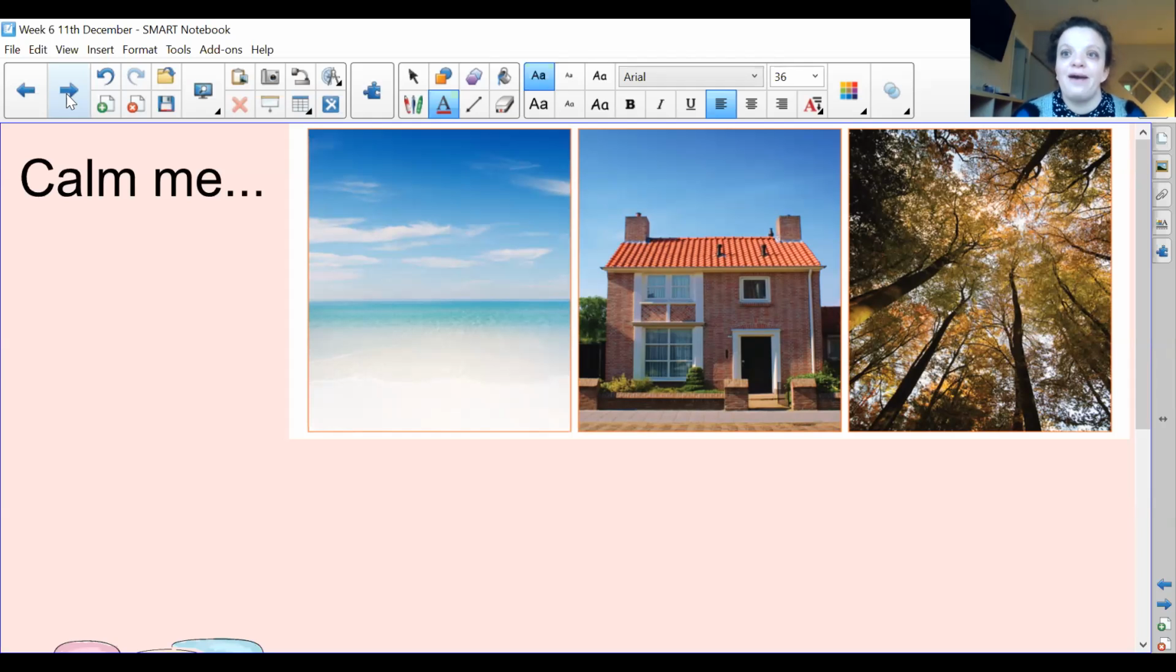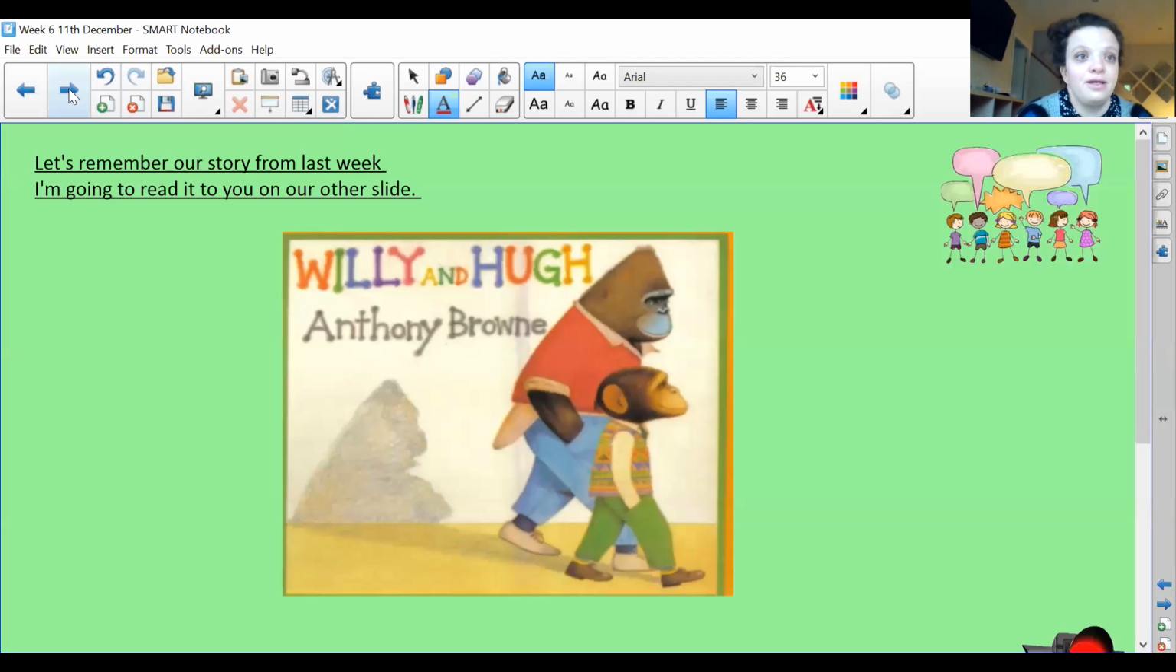Breathing in and breathing out. Close your eyes if you want to, or keep them open, and then just stay like that for a few moments so you're ready to start our PSHE lesson. If you want to pause it, do a little bit longer, that's fine. And if you're ready to move on, open your eyes and let's move on to today's lesson.